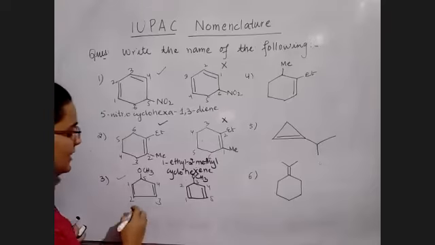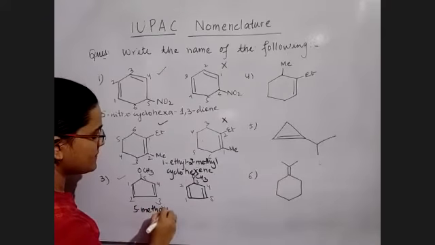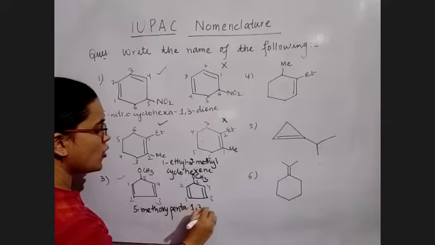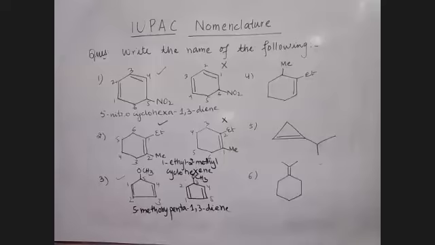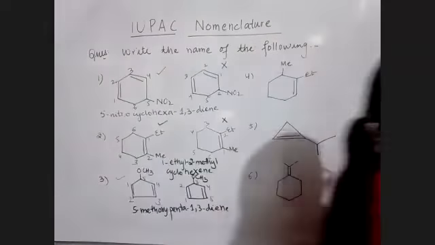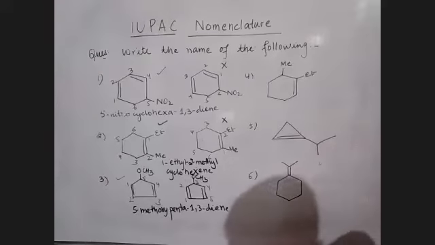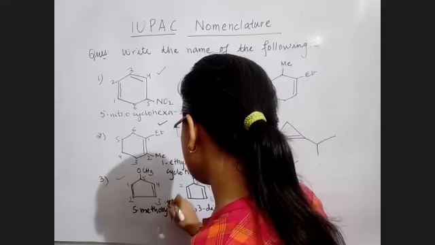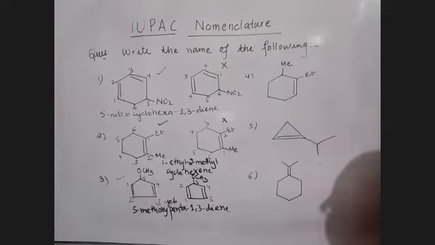So the name will be 5-methoxy penta-1,3-diene. And this will be the cyclic structure of cyclopenta-1,3-diene.